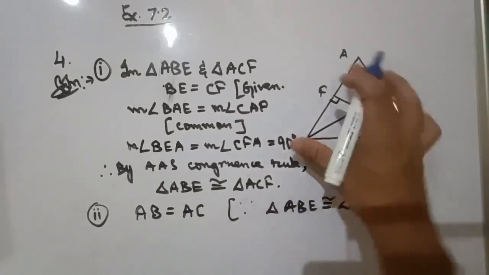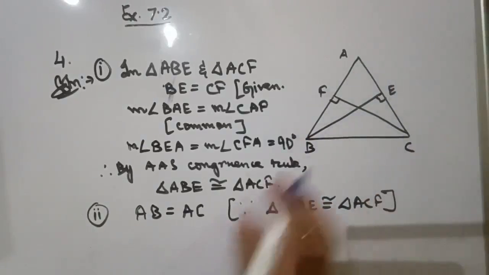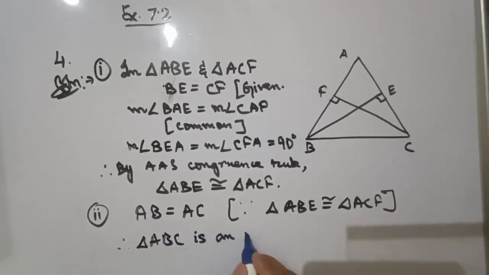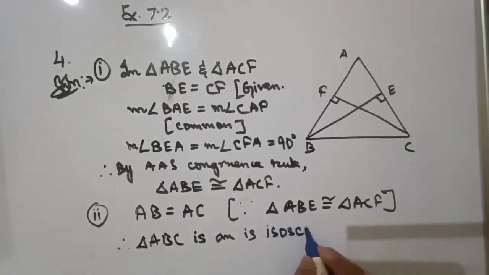Since AB and AC are equal, therefore triangle ABC is an isosceles triangle.